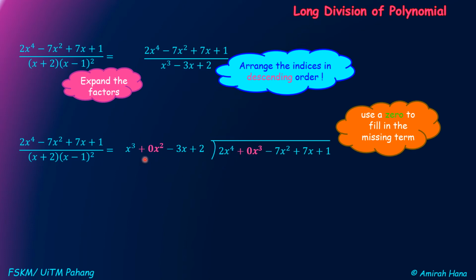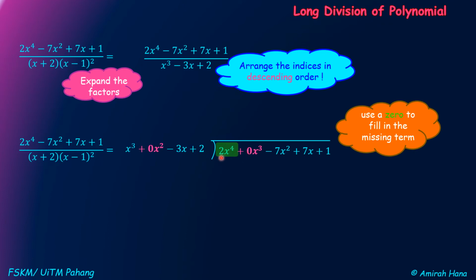We need to put 0 for any missing term. We arrange first x cubed, then x squared, then x, then the constant. For the numerator, we write x to the power of 4 first, then x cubed, x squared, x and the constant. If there are missing terms, we put 0.